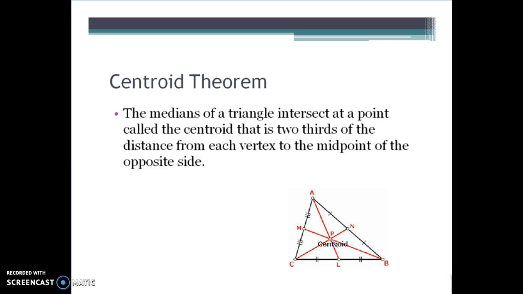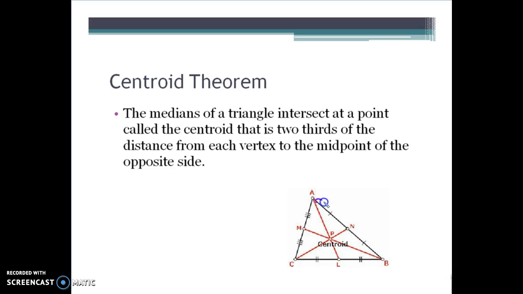The centroid theorem tells us the medians of a triangle intersect at a point called the centroid that is 2/3 of the distance from each vertex to the midpoint of the opposite side. So if we look back at this AL, that means AP is 2/3 of AL. To get from A to P, we go 2/3 of the way from A to L.